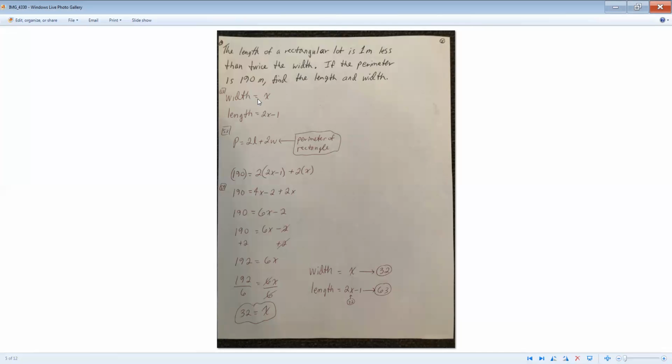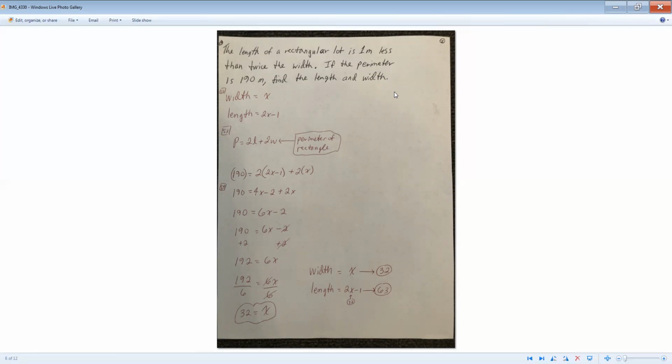All right, looking at this one, the length of a rectangular lot is 1 meter less than twice the width. If the perimeter is 190 meters, find the length and the width. So here, we're taking a step further to give you a word problem, and we're going to expect you to use one of the formulas given.